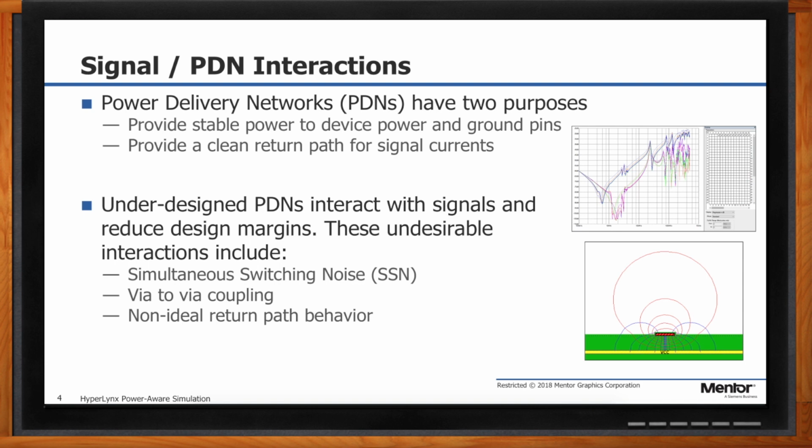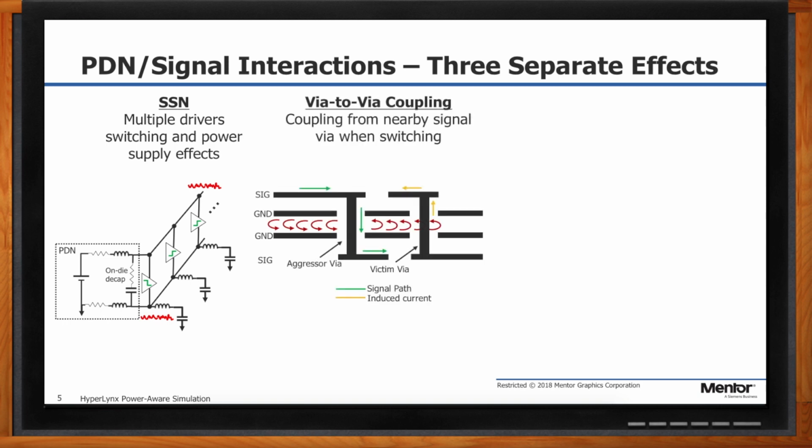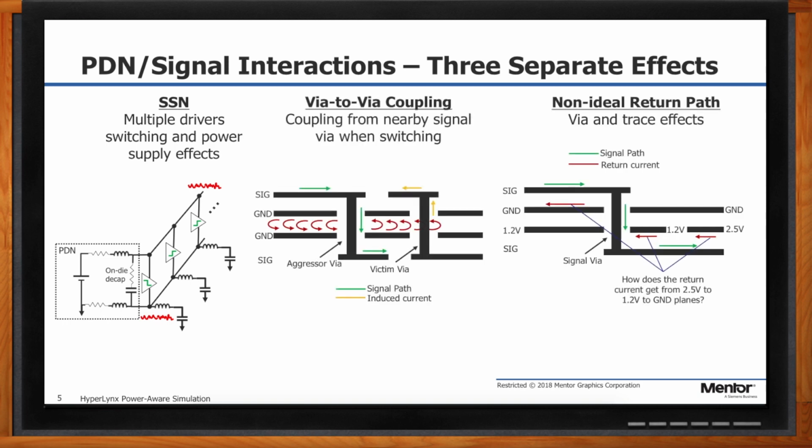Okay, cool. Can we get a closer look at these three? Okay, so let's do that. We enumerated three key effects that are going to interact or degrade system margin. One of them is simultaneous switching noise. The other is via-to-via coupling. And finally, the behavior of signals that have return paths that have disruptions in them, causing non-ideal return path behavior. All right, let's take a look at each of these in more detail. So let's start with SSN.